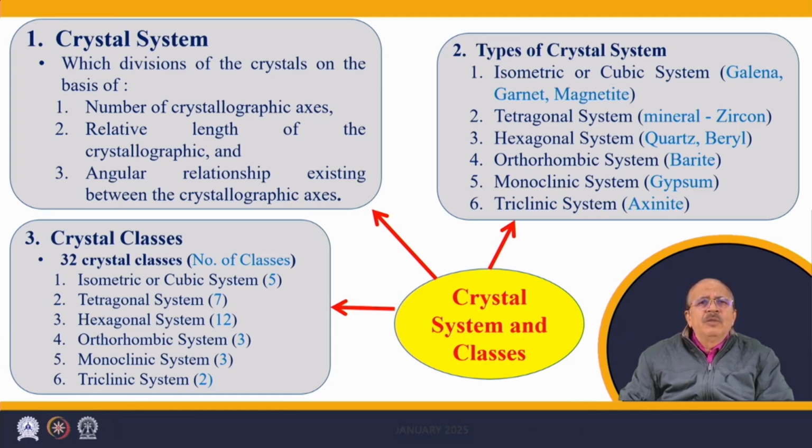Thirdly, we have learnt about the different crystal classes. We have learnt total 32 crystal classes, and these are divided into different crystal systems. Isometric or cubic system, number of classes 5. Tetragonal system, number of classes 7. Hexagonal system, number of classes 12. Orthorhombic system, number of classes 3. Monoclinic system, number of classes 3. And the triclinic system, number of classes 2. So these are all about the different types of crystal system.